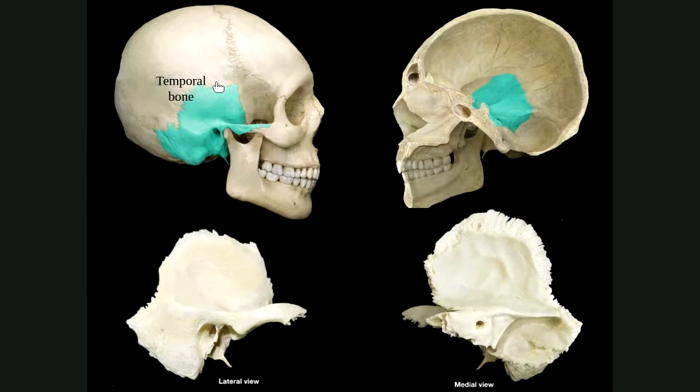Here's your temporal bone. We're going to see several structures, but I want you to get used to seeing it here on the lateral view, and then here on the sagittal view, on the inside of the skull. You can kind of see down here, that's the occipital bone.